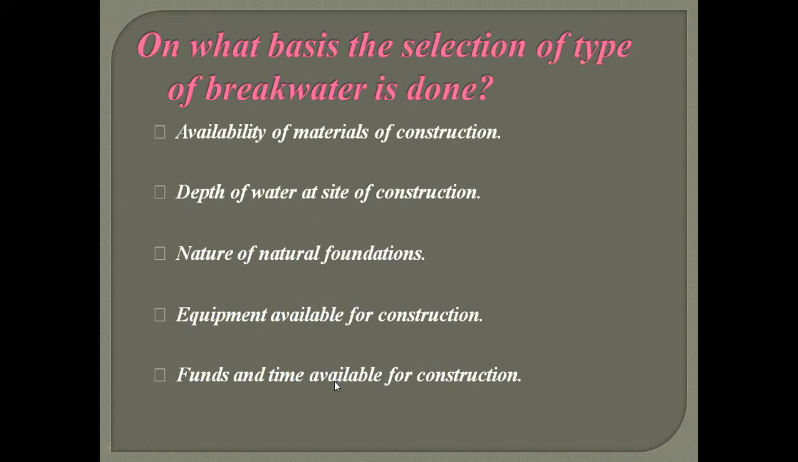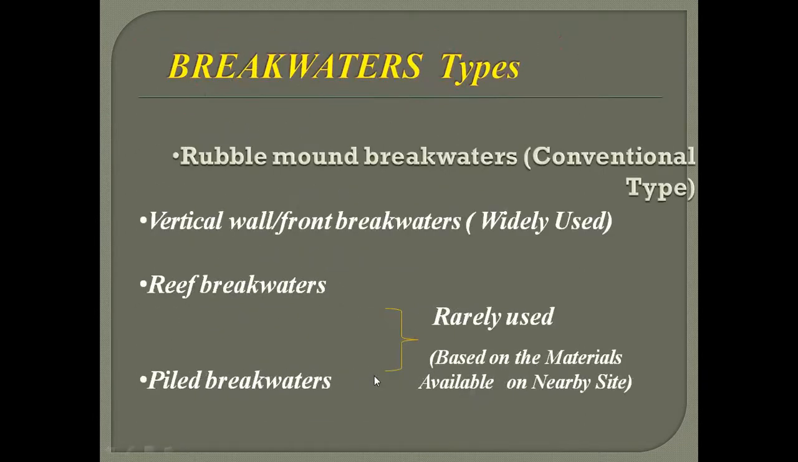On what basis is the selection of the type of breakwater done? Availability of material, depth of water at the site of construction, nature of natural conditions, equipment available for construction, funds and time. Types of breakwater: there are a total of 4 types: rubble mound breakwater, vertical wall, reef breakwater, and pile breakwaters.